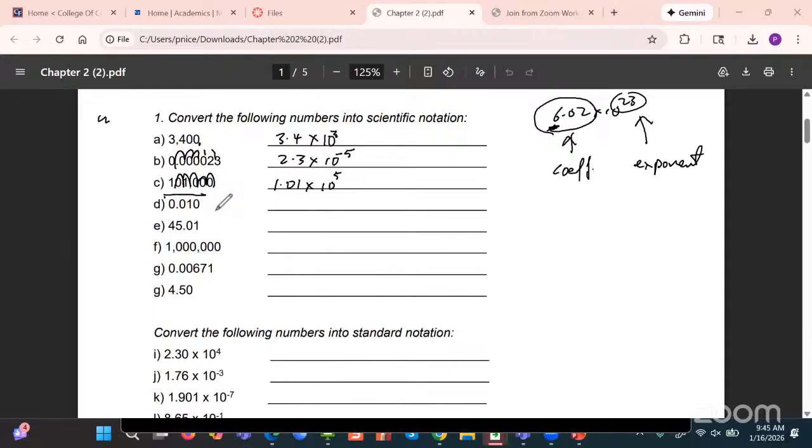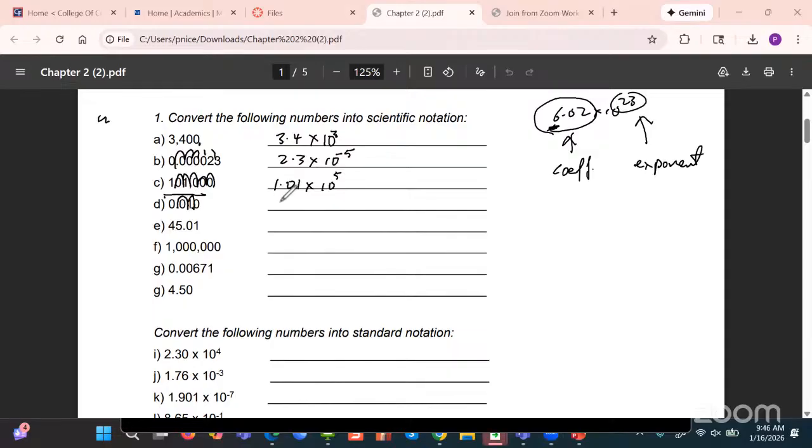Which direction would you shift the decimal point? To the right. To the right, exactly. And how many places would we... oh, somebody's saying something online. Okay, this person just agreed with us. All right, so to the right. So basically we're going to move the decimal point 1, 2, right?